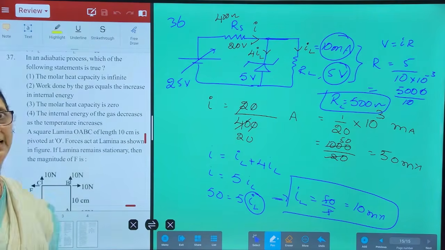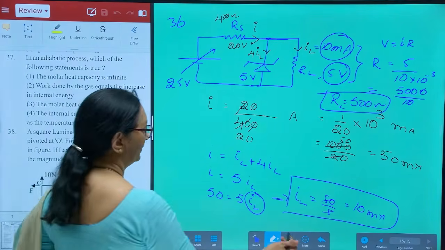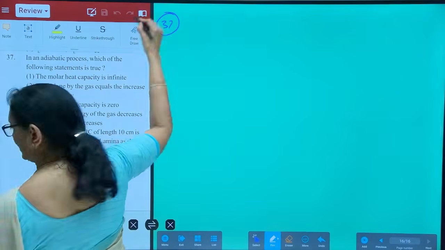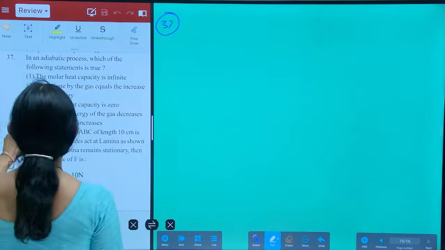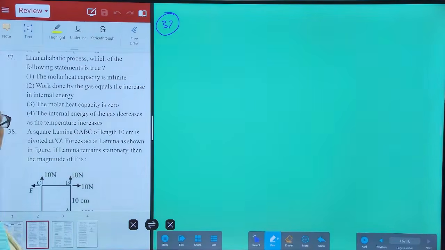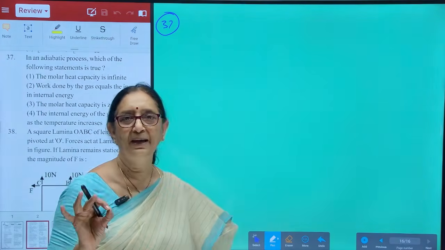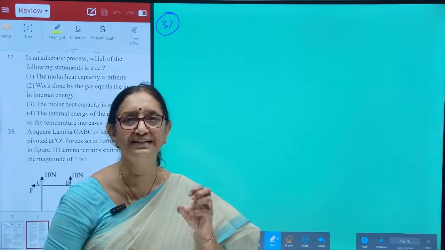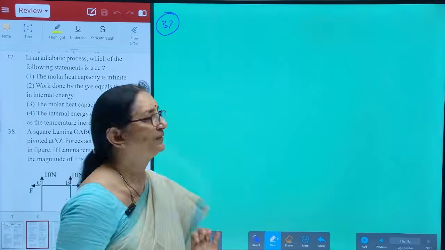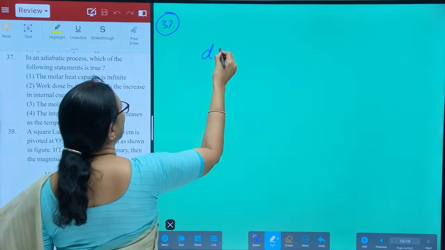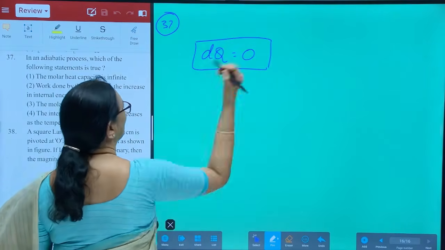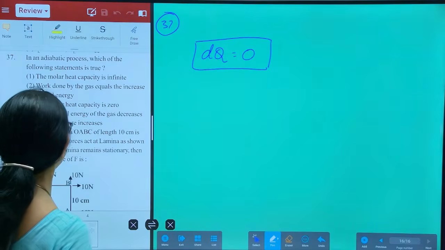Okay. Now, going to question number 37. Look into that question number 37. In an adiabatic process, which of the following statements is true? Adiabatic process means heat energy supplied to the system is 0. So, heat supplied is 0, so dQ is equal to 0. That we know for an adiabatic process.